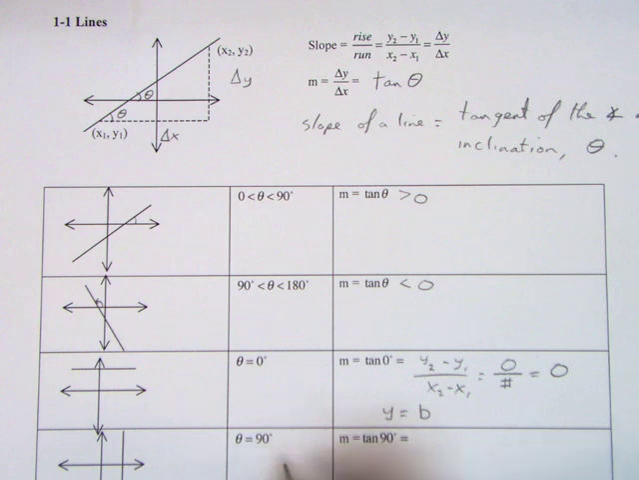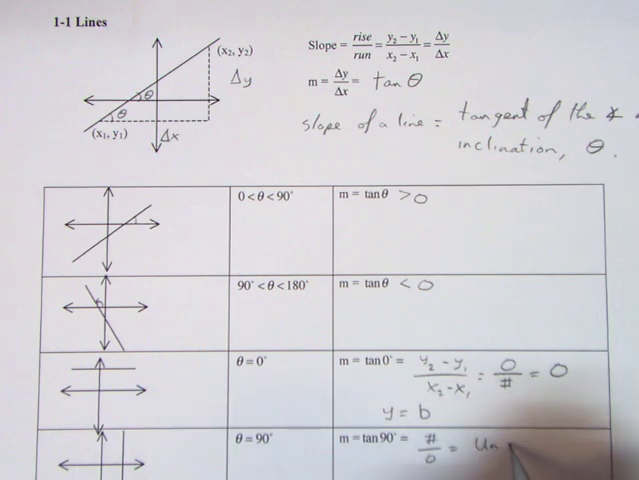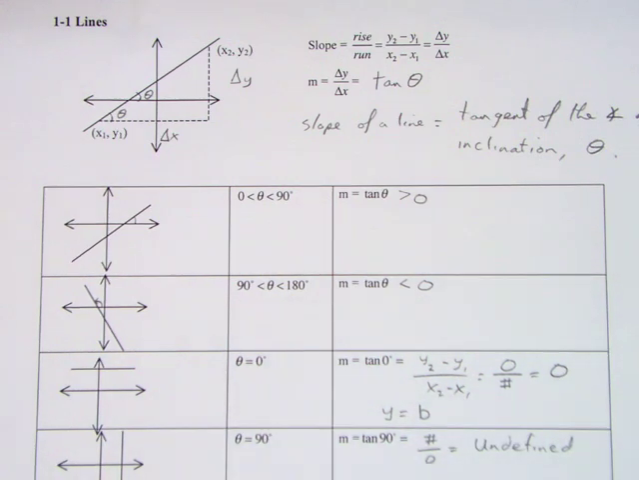Theta equals 90 degrees. The tangent of 90 degrees, we would end up having this time some number over 0, and this is undefined. It has no slope. What is the equation of this line? This one would be x equals a.